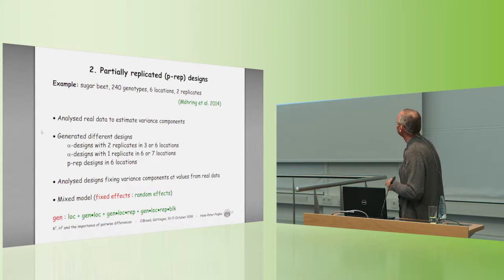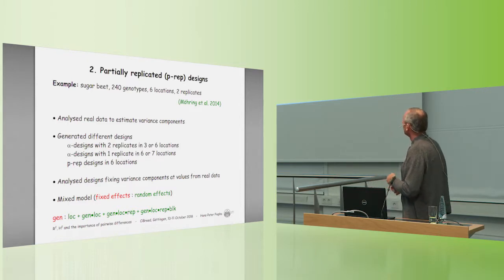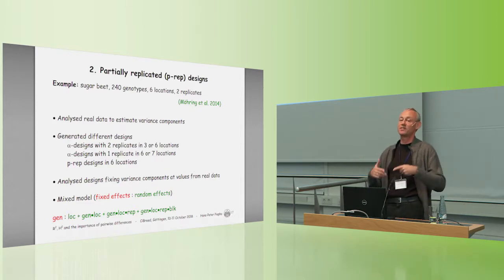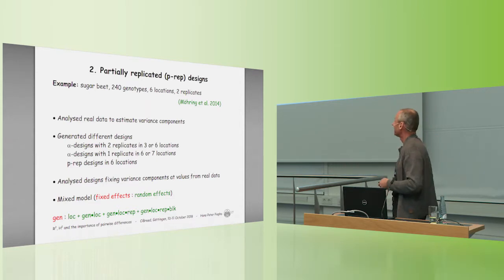And here's a comparison of efficiency for P-rep design compared to some competing designs. One of them being an unreplicated design. Well, you do have replication, but you have replication at the level of locations. But each location is a completely unreplicated design. That's an interesting alternative. And then there's P-rep. And the other alternative is an alpha design with 2 replicates.